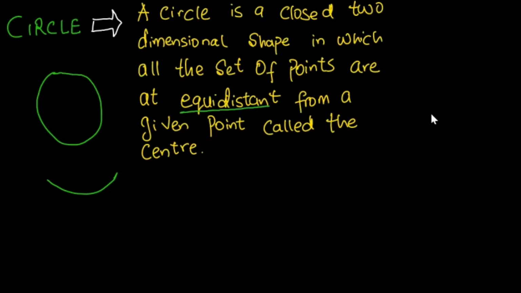What does that mean? Equi means equal, distance means distance. So it means all the points are at an equal distance from a given point, which is known as the center. So from this point to the center, they are at an equal distance. If from here to here is 2 centimeters, also from here to here will be 2 centimeters. Across all these several points, they are at an equal distance from the center. So this is what makes a circle a circle.